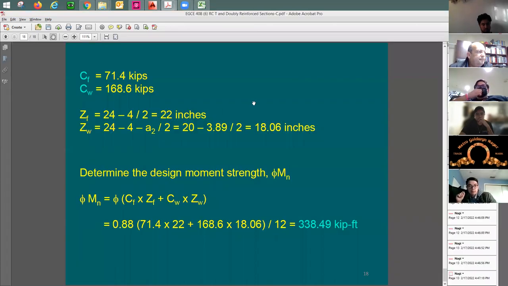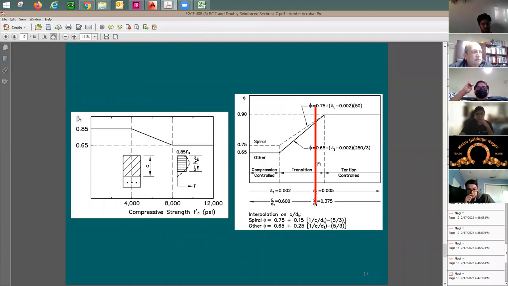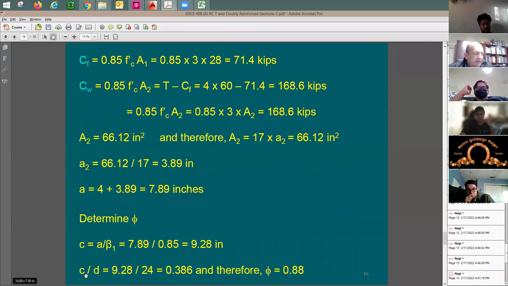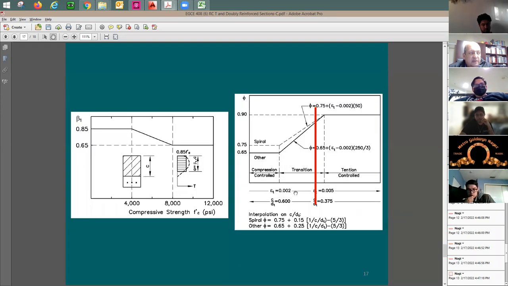Okay, no problem. Now you have the C over D value, correct? Yes. So it's 0.386. Now, you have two ways of doing it. Either that you do it graphically, which is going to be very tough, right? Or just use this equation. This one here.